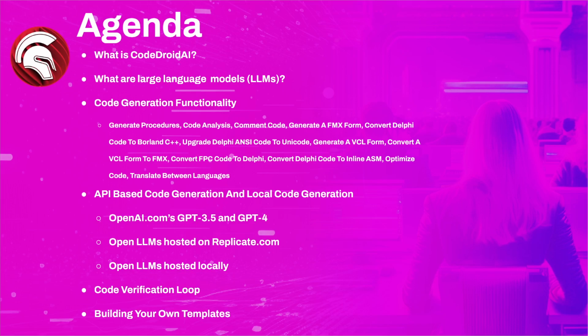So it offers AI-based code generation and local code generation using things like Docker and the models from Replicate.com. So the functionality that is built into it, you have OpenAI.com's GPT 3.5 and GPT-4 via API. You have OpenLLMs hosted on Replicate.com, and then the OpenLLMs you can host locally using Docker. It has a code verification loop, and you can build your own templates to do things like the generate procedures, but you can customize it with your own code. Okay, let's get started and jump right in.